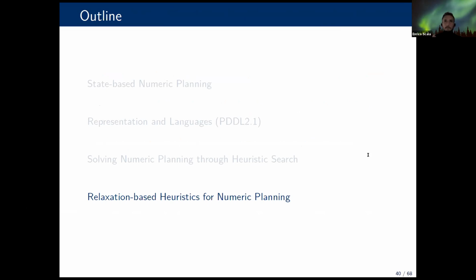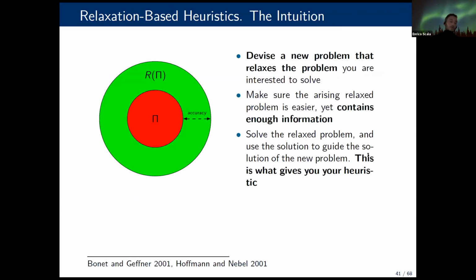The way we devise heuristics for numeric planning follows the idea of using a relaxation of the problem that we are interested in solving. You start from the problem you are interested in solving, in this case numeric planning, and you define a new problem that relaxes it, making sure that the resulting relaxed problem is easier but still contains enough information. Then you solve the relaxed problem and use the solution.